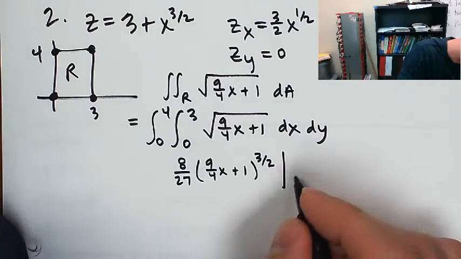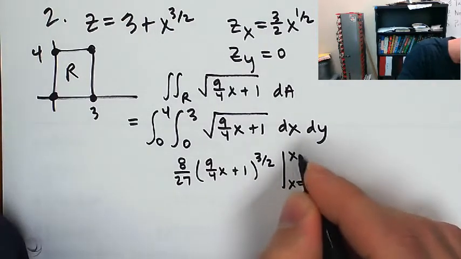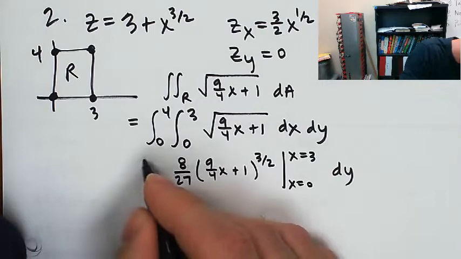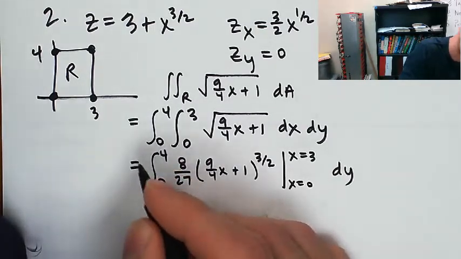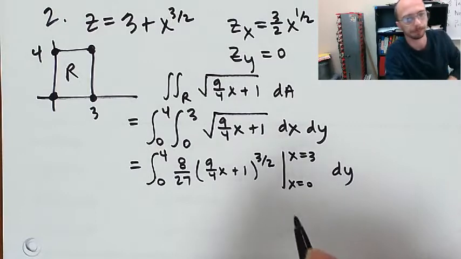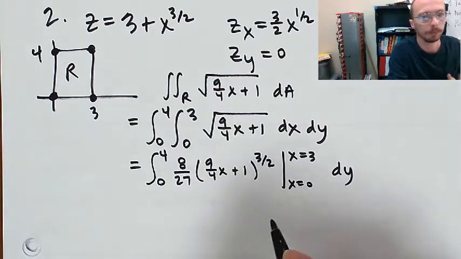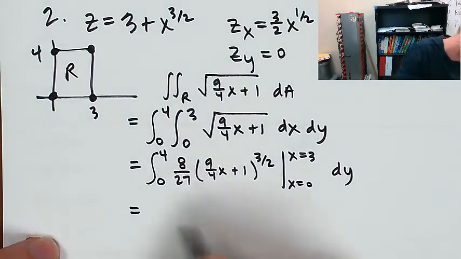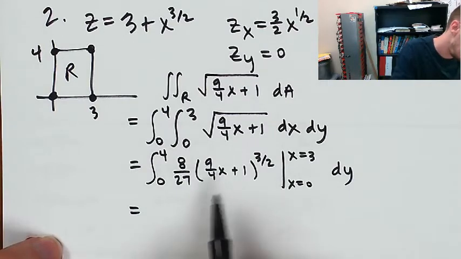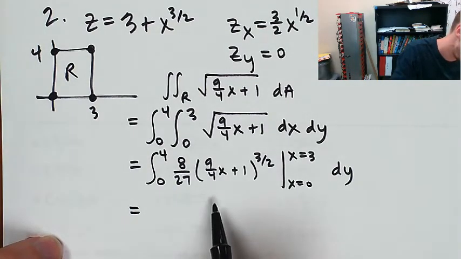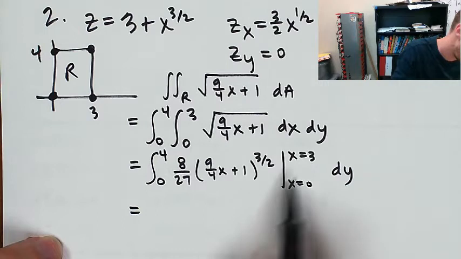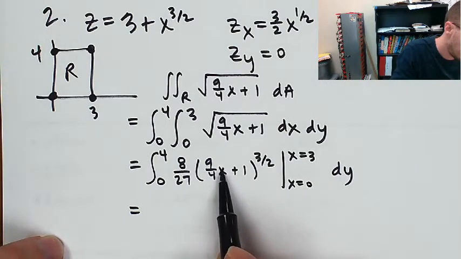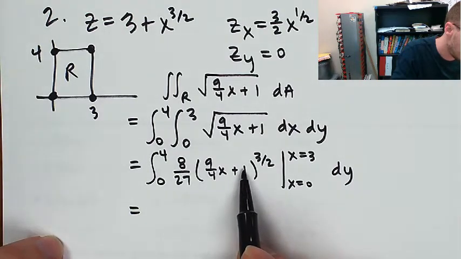Either way, that's going to be my antiderivative as x runs from 0 up to 3, and we're still integrating this with respect to y as y runs from 0 to 4. All right, we can do this. Because this is just going to be a number, we're going to factor the whole thing out. Plug in 3: 9/4 of x, that's 27 over 4 plus another 4 over 4 is 31 over 4.